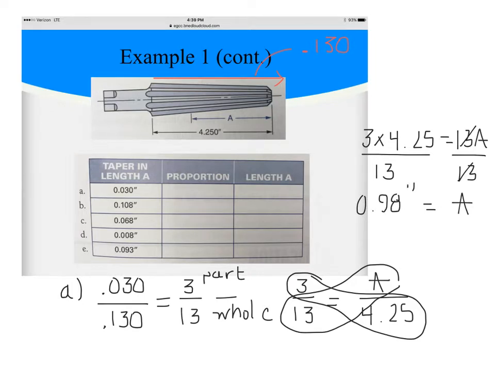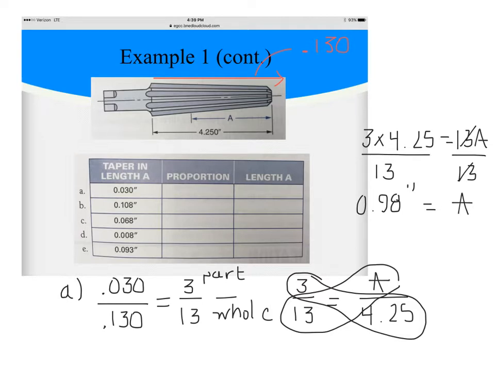Now that should make sense because 3/13 is the proportion of the total taper, which is about 23%. 23% of 4.25 is a little bit less than 1/4 of the total distance. So if you divide 4.25 by 4, 1/4 of the total distance is 1.0625 inches. This should be a little bit less, and 0.98 inches is a little bit less.